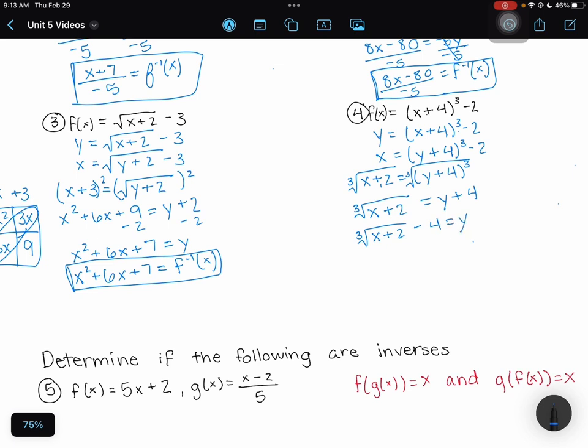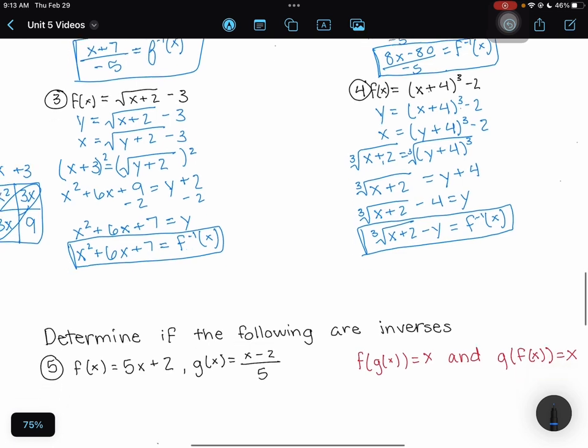And then finally, we're going to write our inverse notation. There we go. So that's what it's like when we're asked to find inverses.